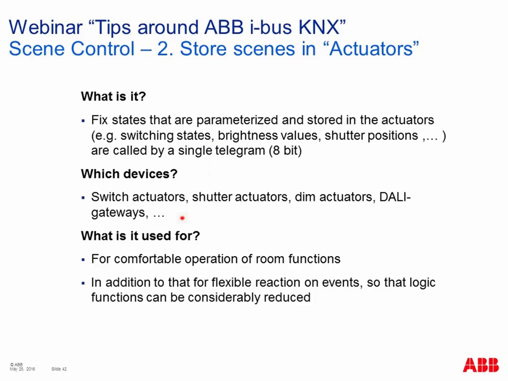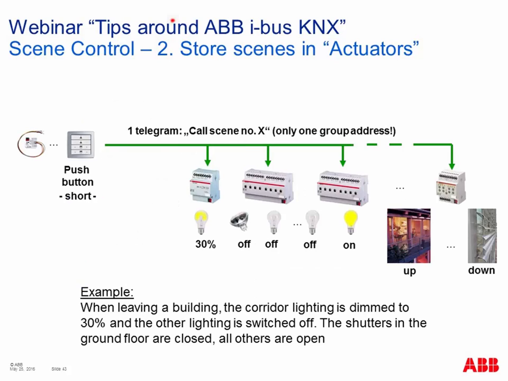And now nearly all KNX actuators, if it's a switch actuator, a shutter, dim actuator, DALI gateway or other devices, can listen to these 8-bit scenes. And this 8-bit scene is also a KNX data point type. You will see it later. So how does it work? So we need a sensor, for example a control element or universal interface or motion detector, which can send a 1-byte telegram, because the scene function in the actuator is working with a 1-byte telegram.